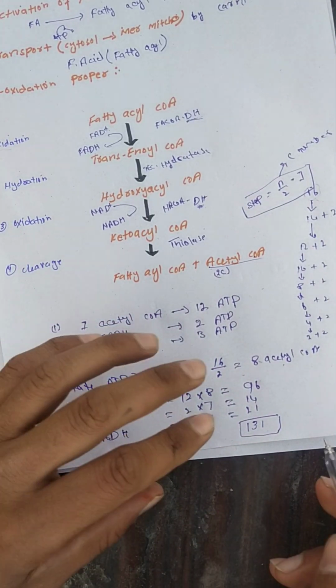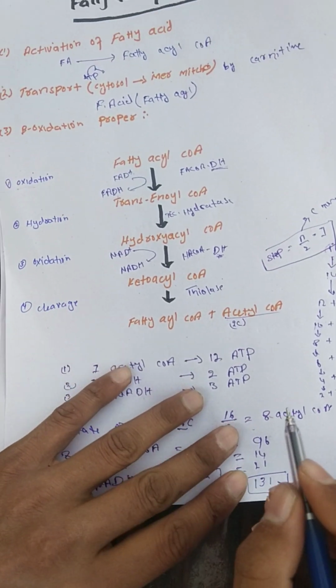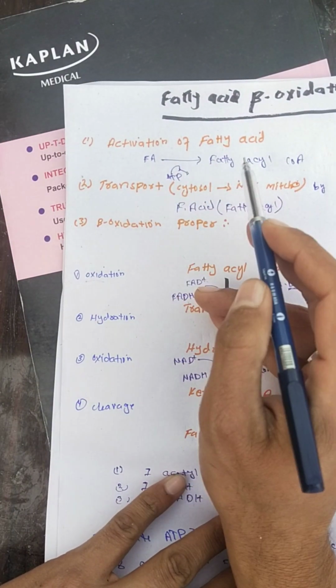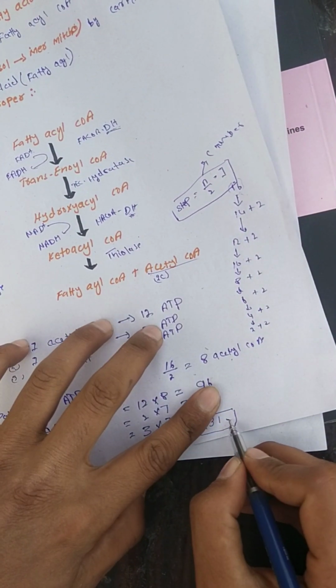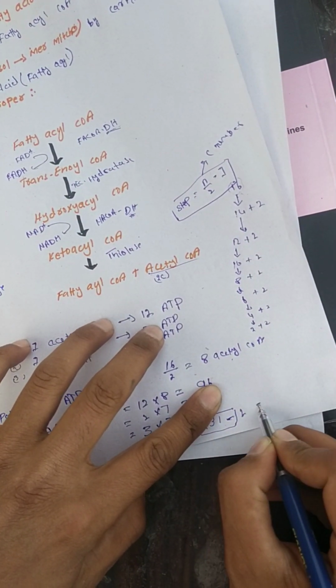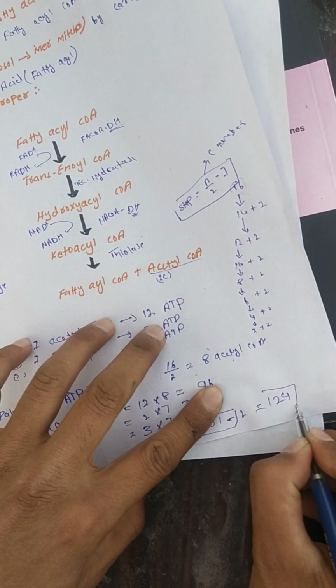This is mostly all, but for the net ATP, because 2 ATP are used in the activation of the fatty acid, the net we get is 129, because 2 are used in the activation.